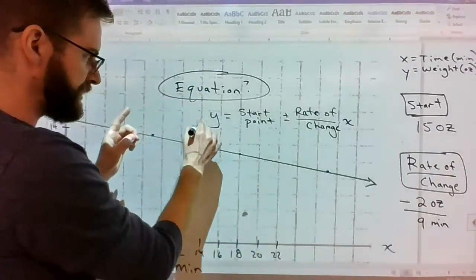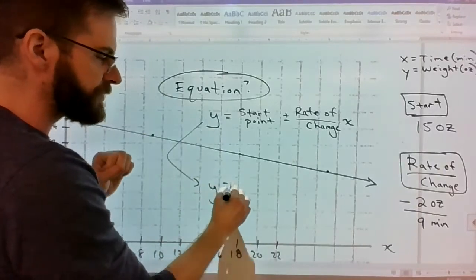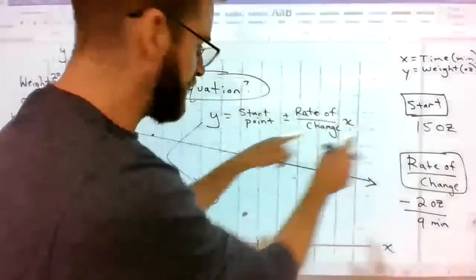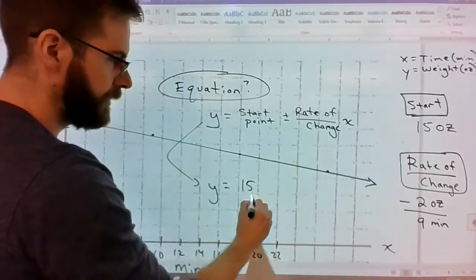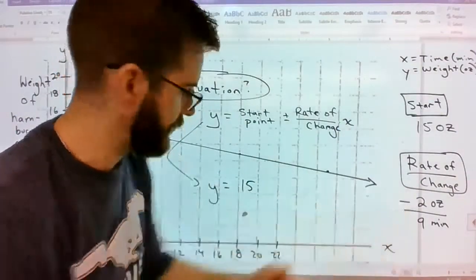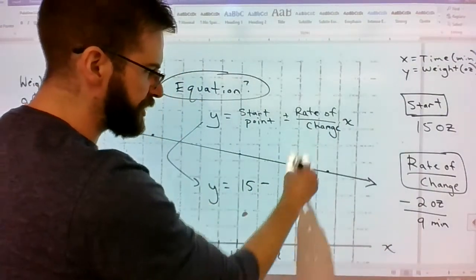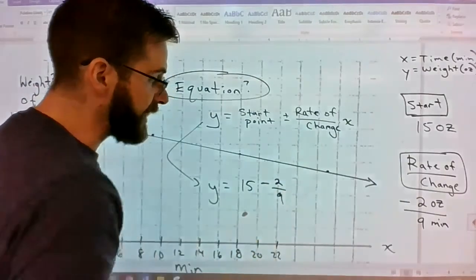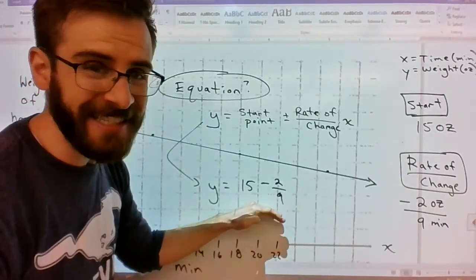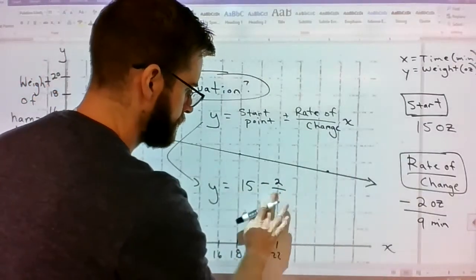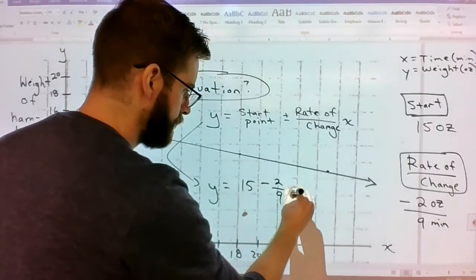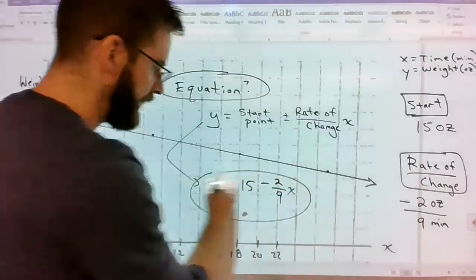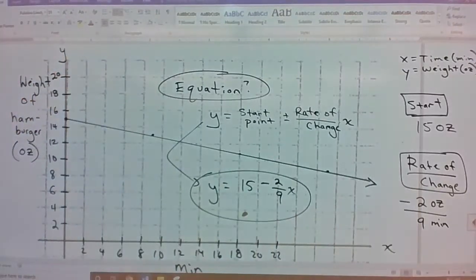So for this one in particular, it's going to be y equals 15, my starting point. I'm choosing the minus here. My rate of change is 2/9, and then I'm multiplying that 2/9 times x. And that's going to be the equation of my line.